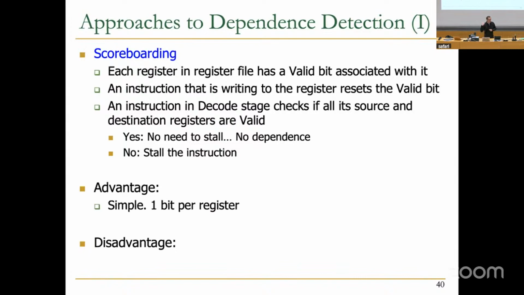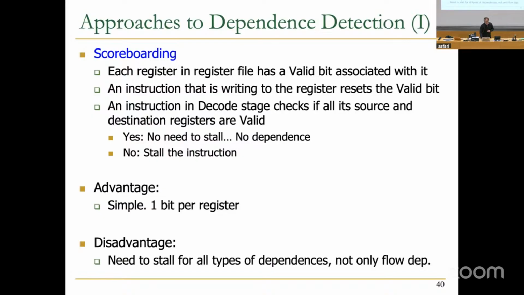The advantage is very simple: 1 bit for a register. Some people actually call these full-empty bits. Is the register full or empty? Empty means somebody's going to write the value, and it's not written yet. The disadvantage is, unfortunately, this requires you to stall for all types of dependencies, not only flow dependencies. And you can think about why that is the case. There are ways of fixing that, but I'm not going to fix that. This is just an idea. I just want to give the idea of one way of doing it.